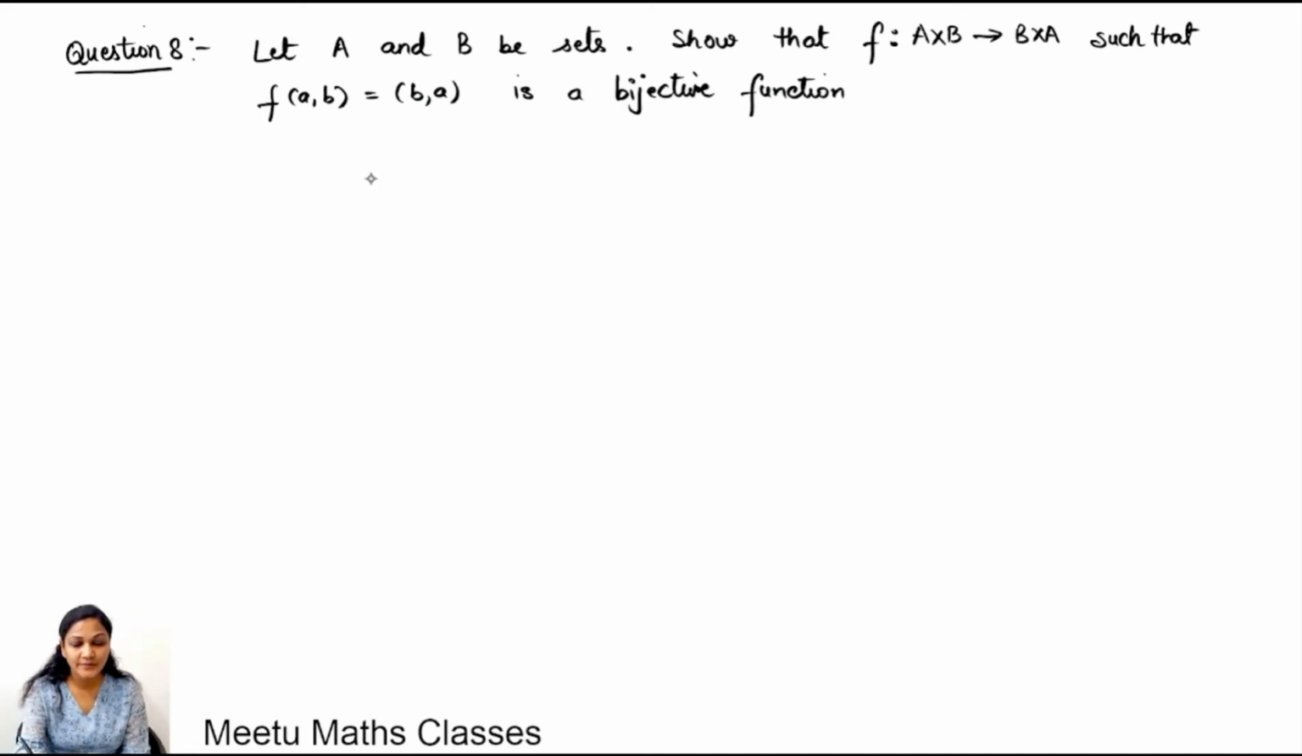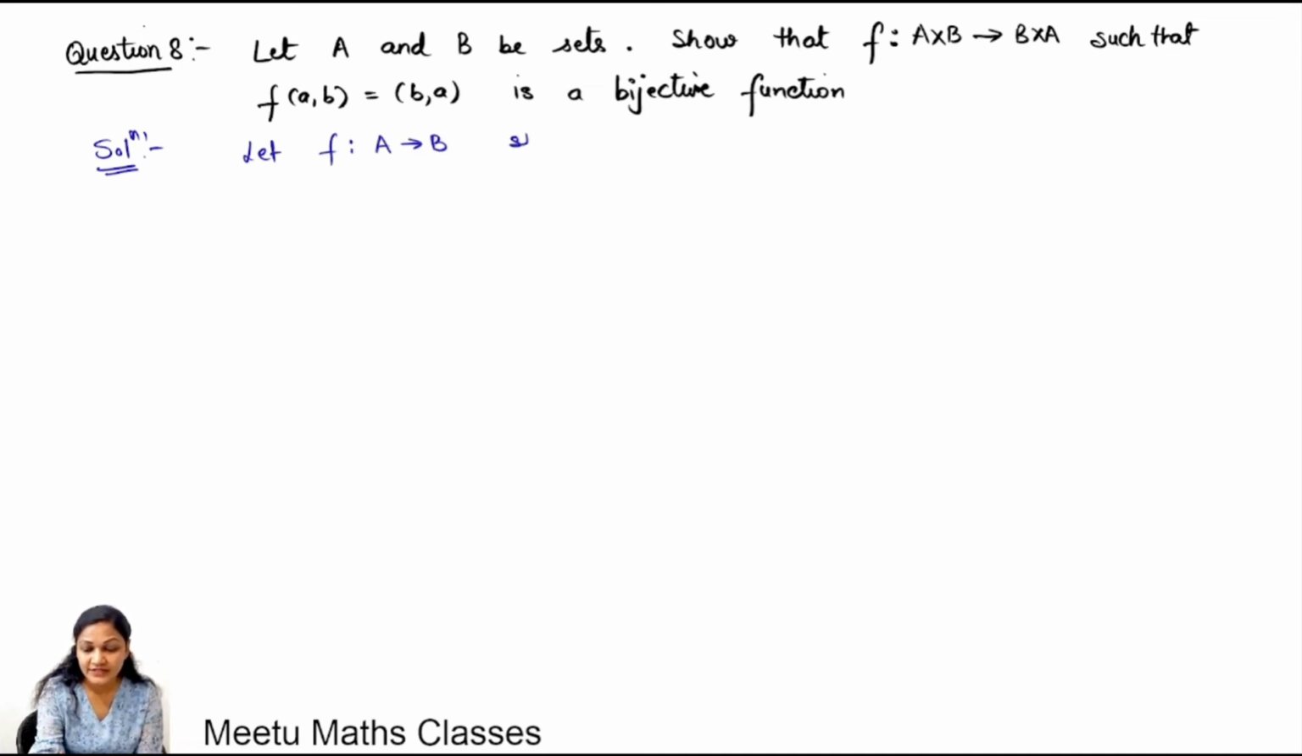Your next question is question number 8. Let A and B be sets. Show that f is a function defined on A cross B to B cross A such that f of (a, b) is equal to (b, a) is a bijective function. So we are supposed to show that f is a function from A cross B to B cross A such that f of (a, b) is equal to (b, a).